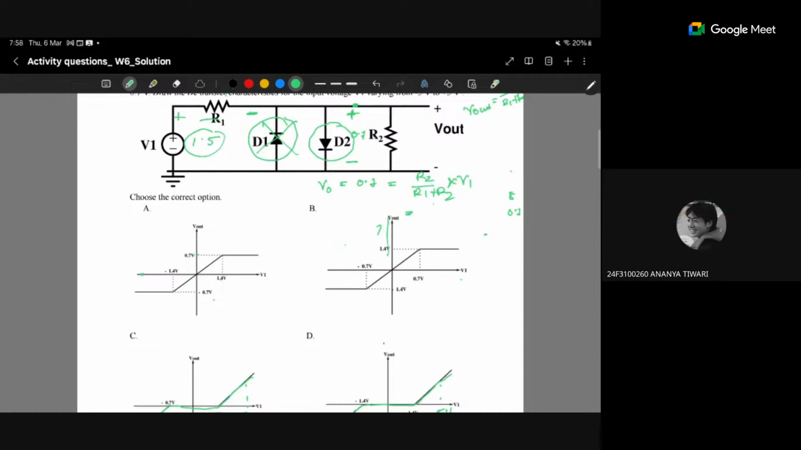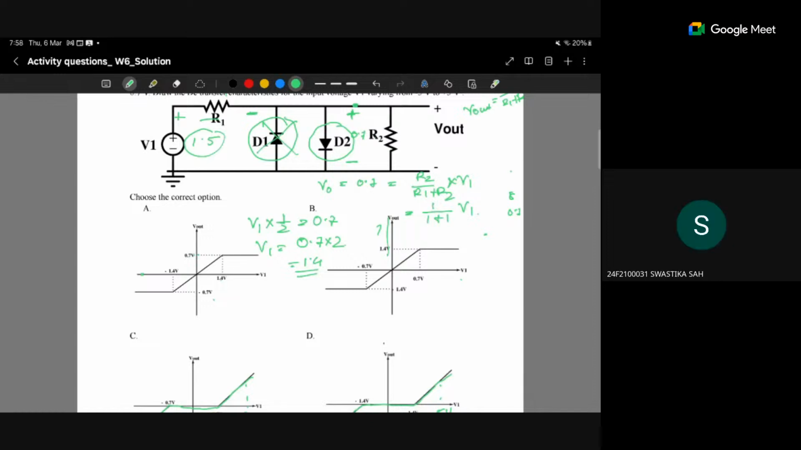Both are one. So V out equals 1 by 1 plus 1 into V1. So V1 into 1 by 2 equals 0.7, and V1 equals 0.7 into 2, which is 1.4. Got it? And then in the negative half itself, this will repeat itself with a negative sign.